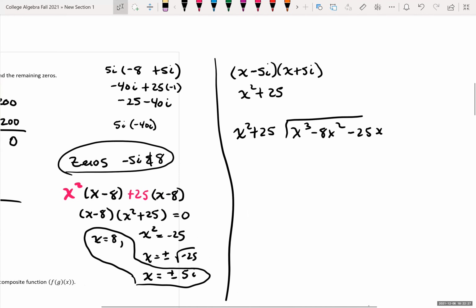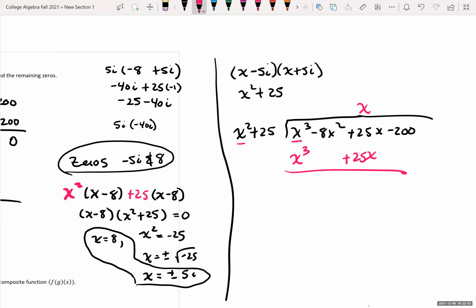Plus 25x minus 200. So we're looking at the first term, x squared, thinking to ourselves, x squared times what gives us x cubed? Well, that's just a single x, and then we have to distribute it. So this gives us x cubed, x times 25, so that's plus 25x. I put this underneath like terms. Remember, we subtract this off.